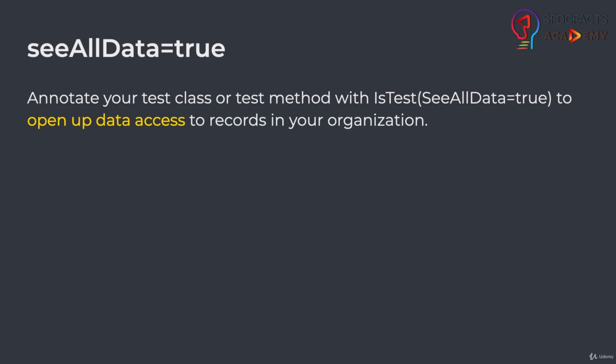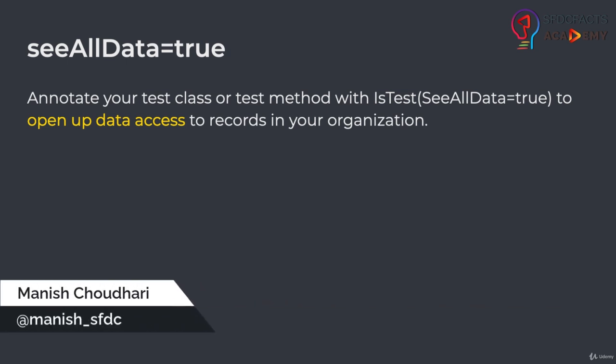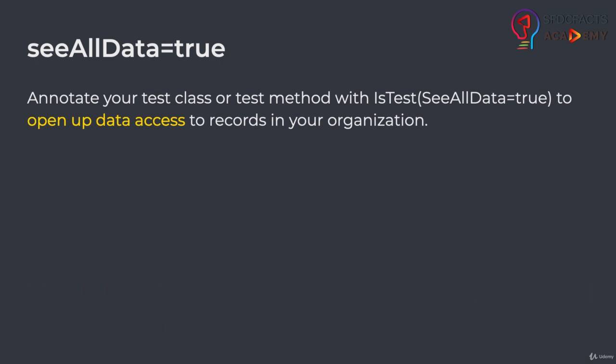So this means even if you are not creating your test data, you can still access your org data in your test methods and you can run your test classes. Keep in mind, when you access this org data, any changes that you make in your test classes will not be permanent and will be rolled back as soon as your test execution is complete. So it is safe to test with your existing org data, but it is not the recommended way.